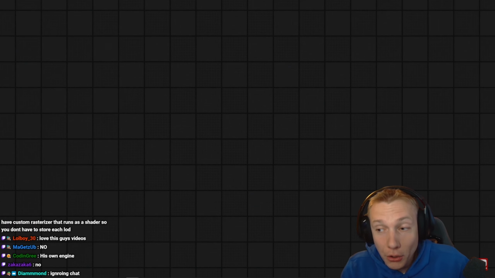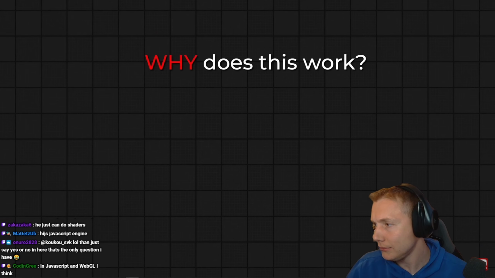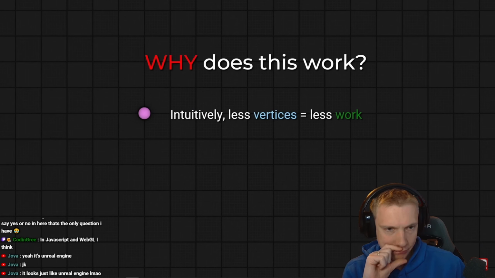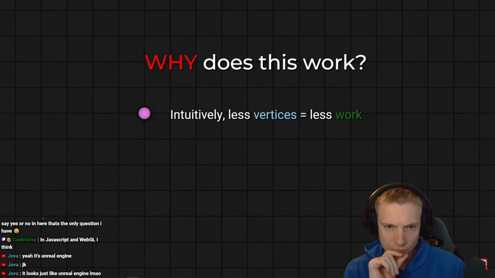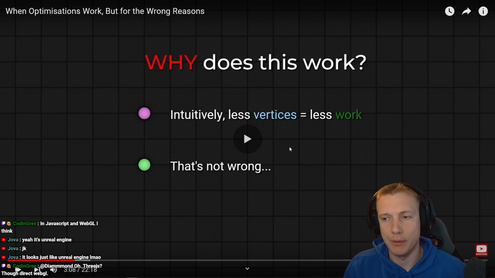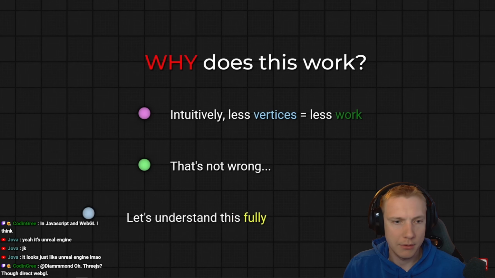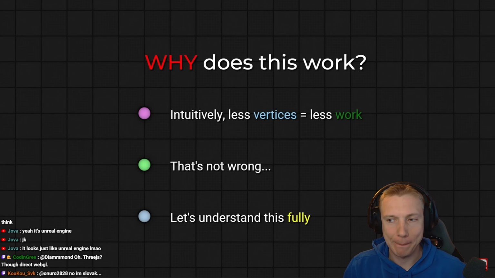The question now is, why does this technique work so well? Well, the intuitive answer is that these models have fewer vertices, and so having fewer vertices equals doing less work on the GPU. But pressed for more information, vertices do take time, but most of the time is spent in the fragment shader. This is kind of where the explanation stops for many people. This answer isn't wrong per se, but there's so much more going on here.